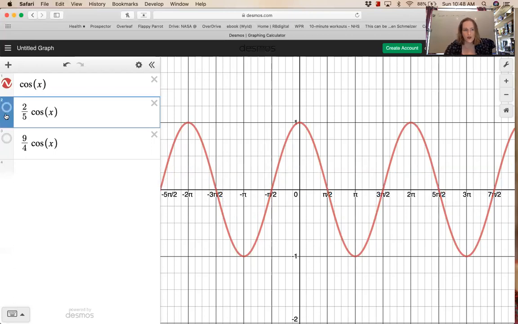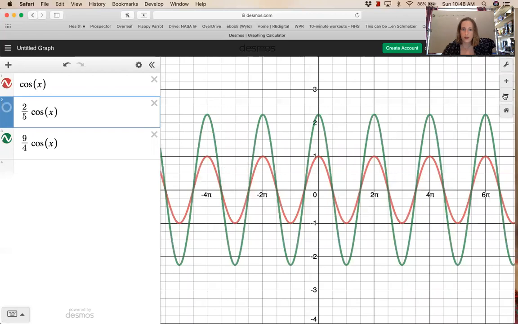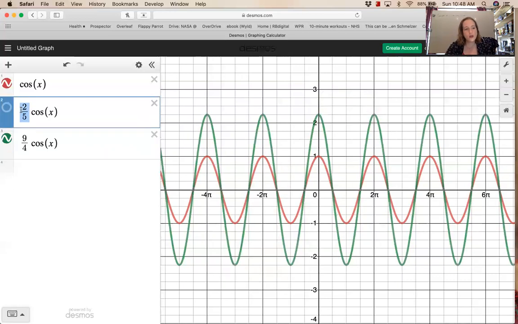How about 9/4? Well, if we multiply by 9/4, 9/4 is bigger than 1. So I'm expecting this to be taller than the original cosine of x function. And it sure is. Let's zoom out a little bit. So this goes from 2 2/5, which is 9/4, all the way down to -2 2/5. So our amplitude is 2 2/5, or 9/4. So it sure seems like to change our amplitude, we're going to use a multiplier outside of the cosine function. And we'll see that that's what we do.